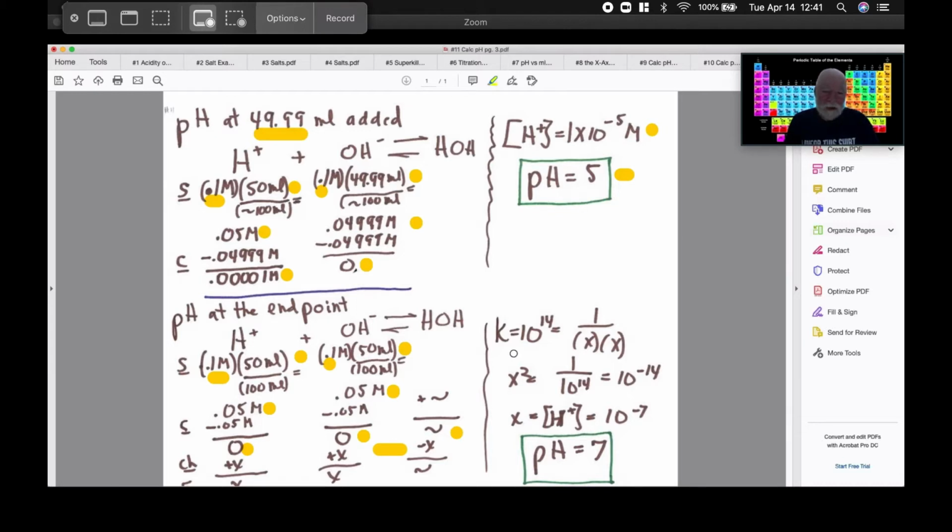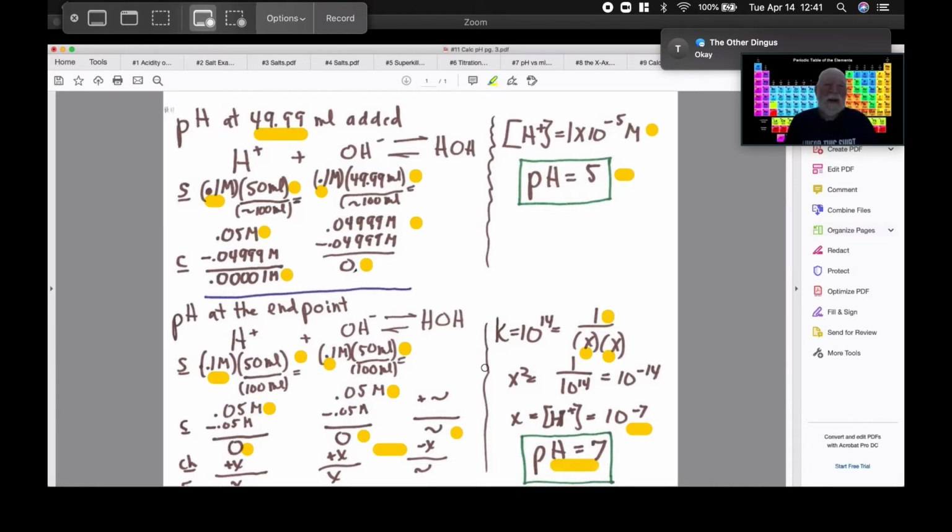So remember, the K for the reaction is 10 to the plus 14. The mass action expression uses a 1 for the water and X for the other two. Okay, X squared is 1 over 10 to the 14th, rearranging the algebra, which is 10 to the minus 14. Take the square root. Aha, X, which is the hydrogen concentration, is 10 to the minus 7. So the pH at the endpoint is 7.